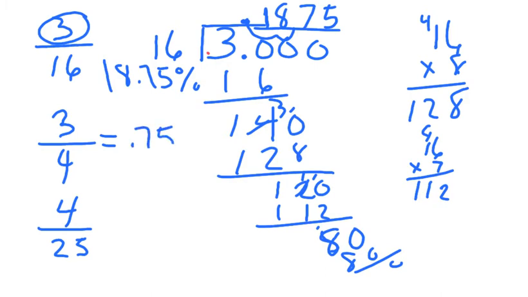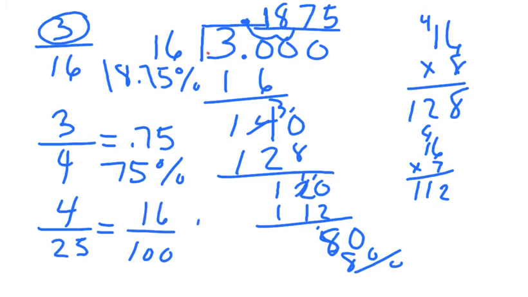3/4 is on your fraction decimal sheet. 3/4 is 0.75. Move your decimal 2 to the right. 75%. 4/25 has a great shortcut because 25 goes into 100 evenly. Think quarters. 25 times 4 is 100, so 4 times 4 is 16, so 16%.